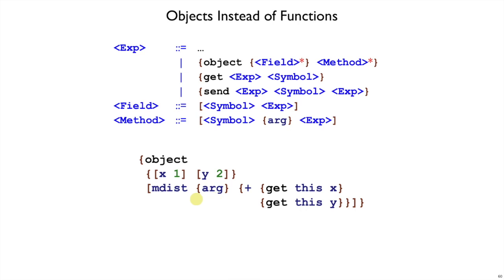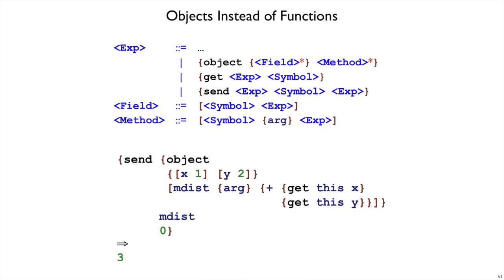Here I've got an object with 2 methods, increment and decrement, and decrement does the obvious thing. And here I've got a method that's a Manhattan distance method that ignores its argument, but it uses get on this to extract the x and y fields of this object. So this is a kind of position object with an mdist method that returns 3 because it's 1 plus 2. And then here's how we would call that mdist method on that object. So we've got the object, we send it the mdist method with argument 0. The 0 is just a dummy argument because there has to be one, but we get the 3 back as expected.